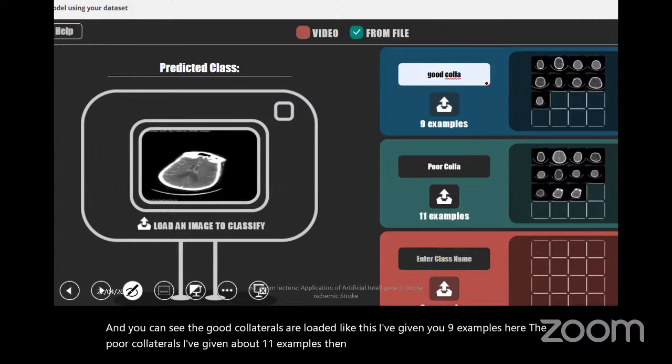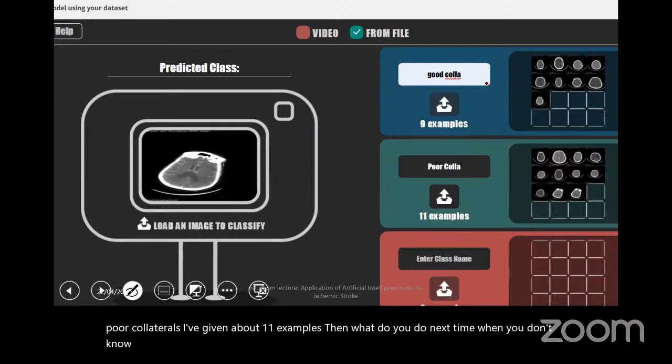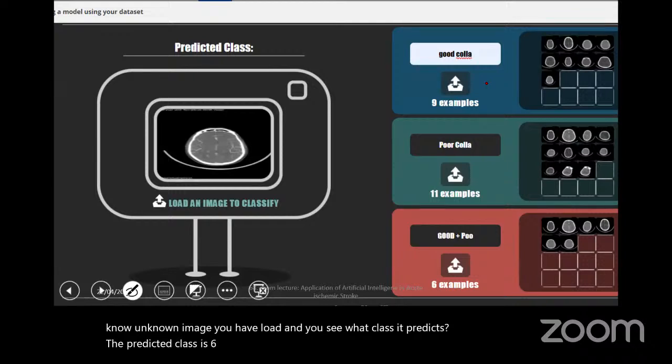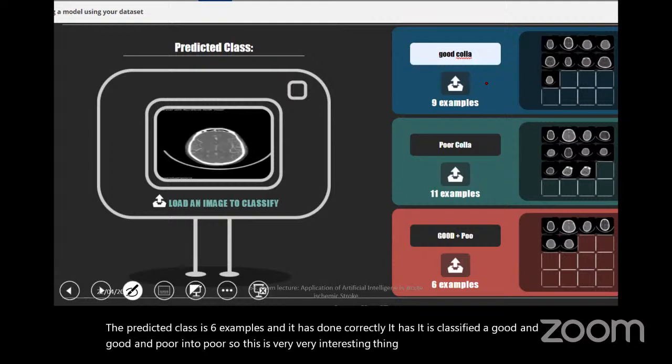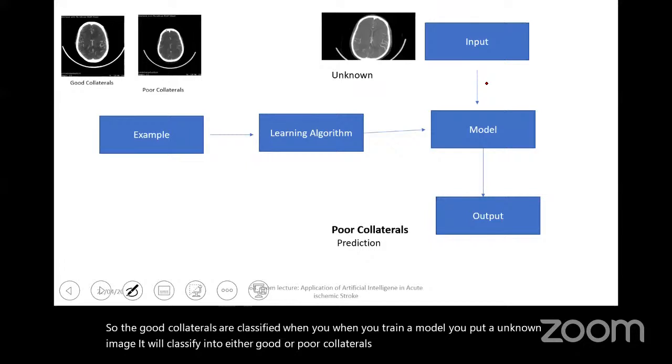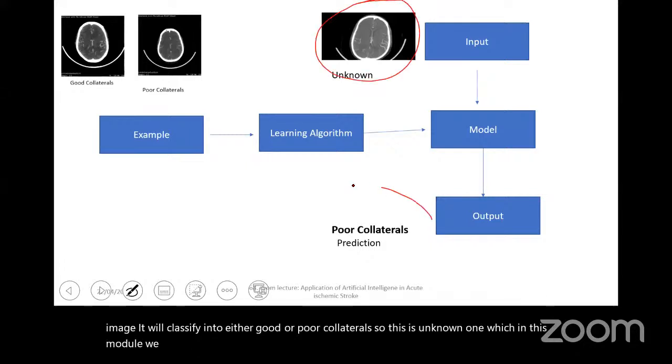Then what do you do? Next time, when you have an unknown image, you load it and you see what class it predicts. The predicted class is for 6 examples, and it has done correctly. It classified good into good and poor into poor. So this is a very, very interesting thing which you all can do. When you have trained a model and you put in an unknown image, it will classify it into either good or poor collaterals. So this is an unknown one which we are putting into this model, and it has given the output poor collaterals. So that's the magic of machine learning.